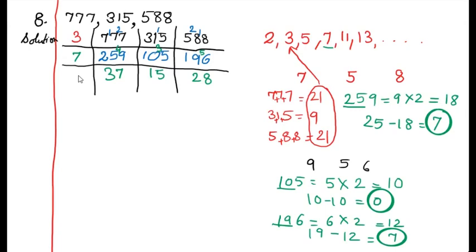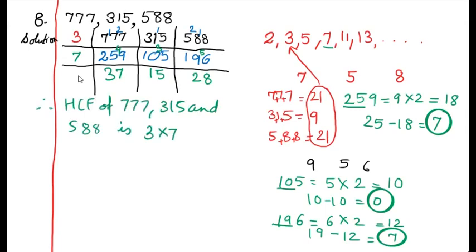Yes, that means therefore HCF of 777, 315 and 588 is 3 into 7, that is equal to 21. 3 sevens are 21.